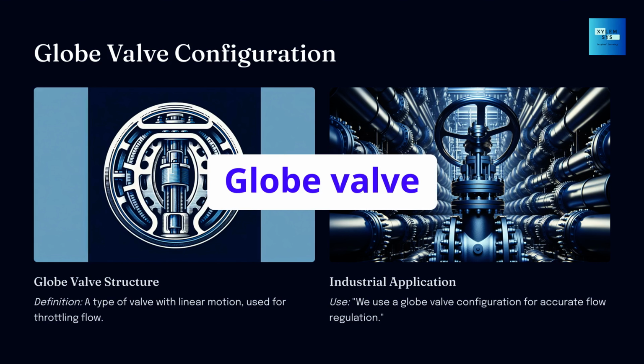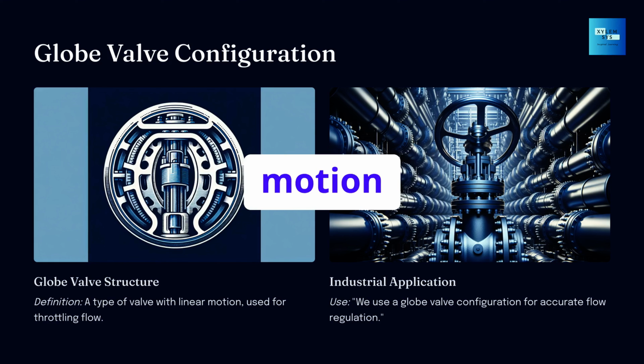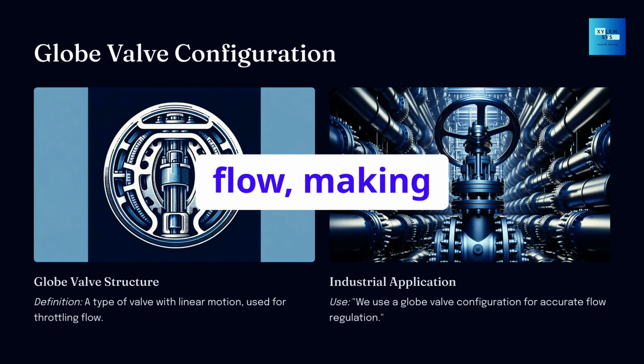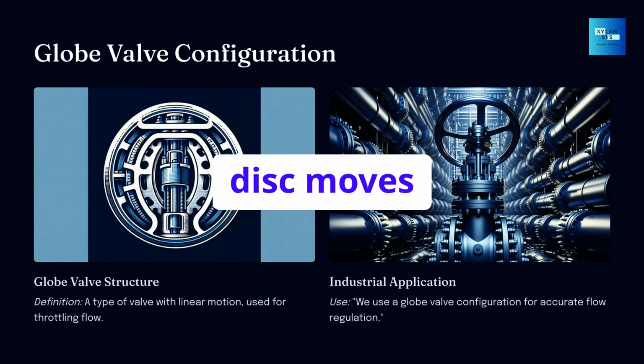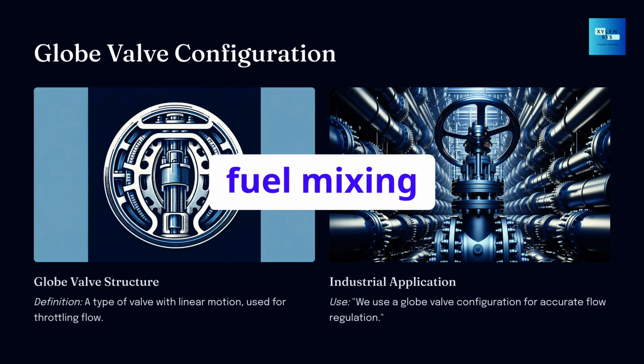14. Globe valve configuration. A globe valve uses linear motion to control flow, making it ideal for throttling applications. The internal disc moves perpendicular to the seat. We use a globe valve configuration for accurate flow regulation in the fuel mixing chamber.